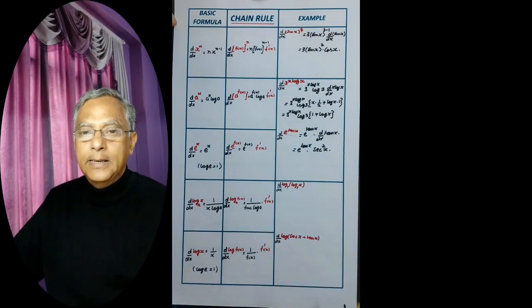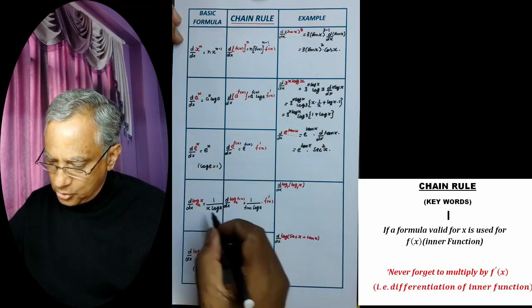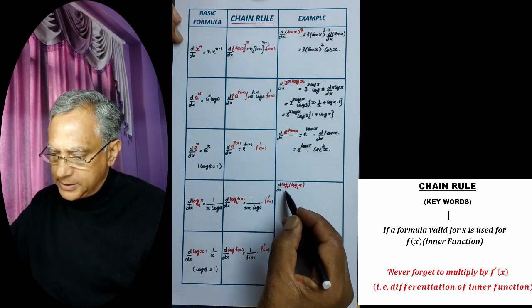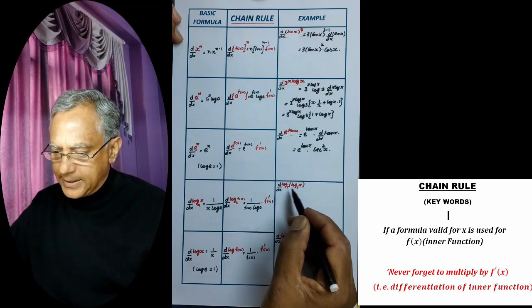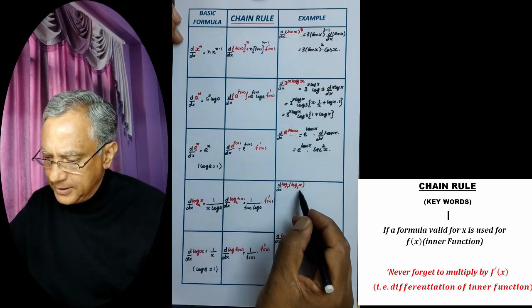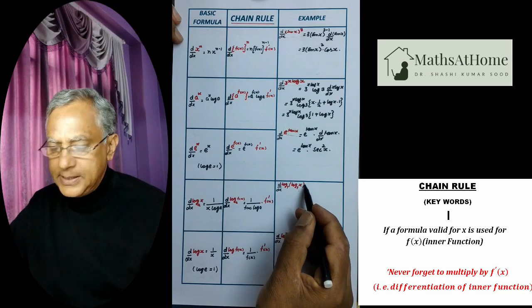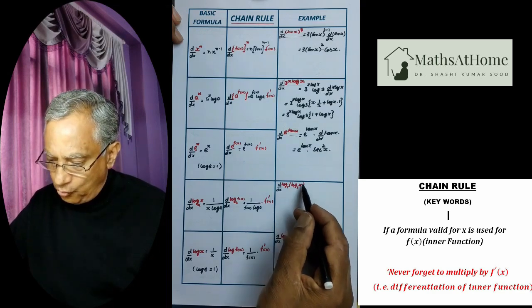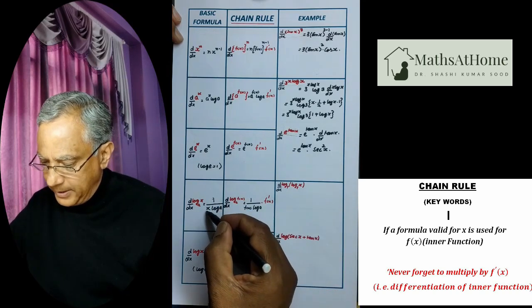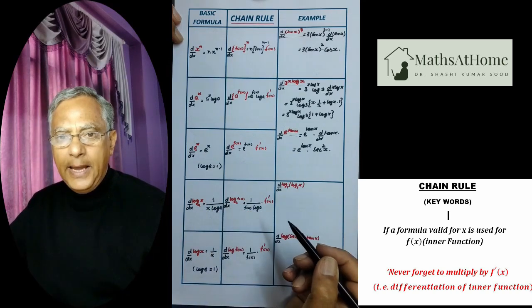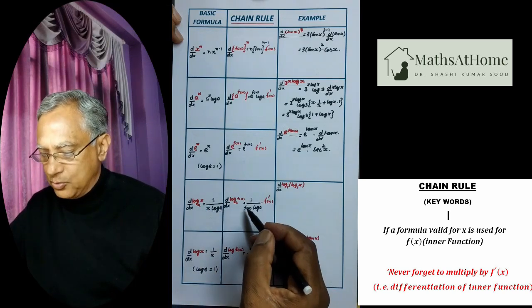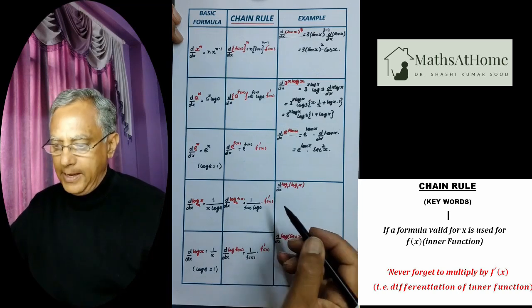So this will be the answer. Now in this question we have d by dx of log 7 into log 7x. So instead of a we are having 7 and instead of x we have this. This is fx. So the formula will be 1 by fx log a into f dash x.